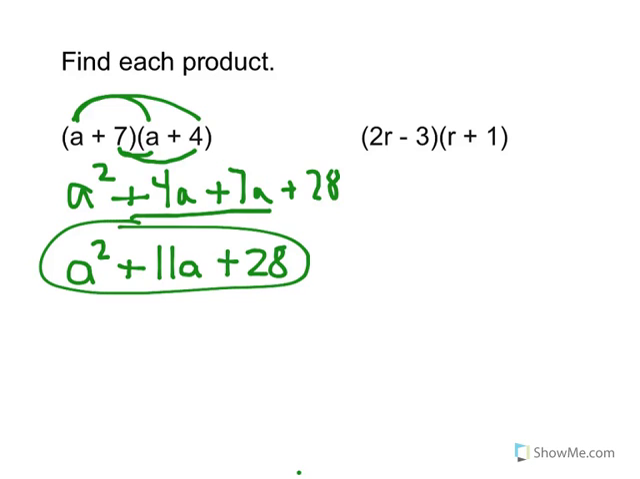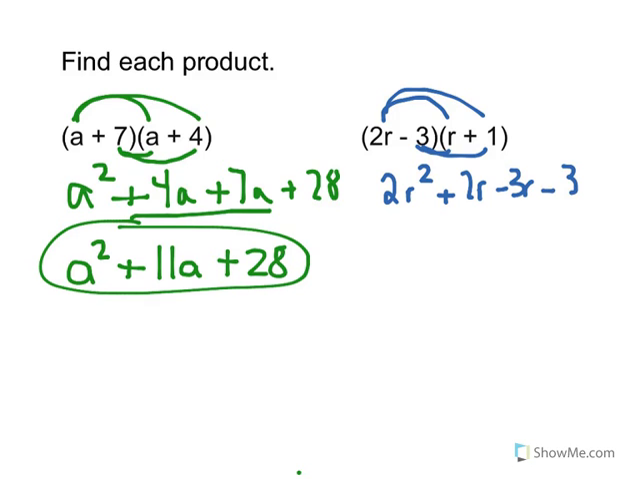Same thing with this second one. We're going to make sure we take 2r times r, and we're going to take 2r times 1. So if I take, ladies and gentlemen, let me erase that so we'll do this one at a time. So if I take 2r times r, that's 2r squared. We're going to take 2r times 1, that's a positive 2r. We're going to take negative 3 times r, that's a negative 3r, and I hope I don't run off the edge here. And take negative 3 times 1, that's a negative 3.